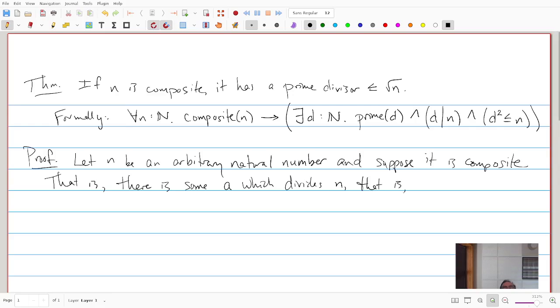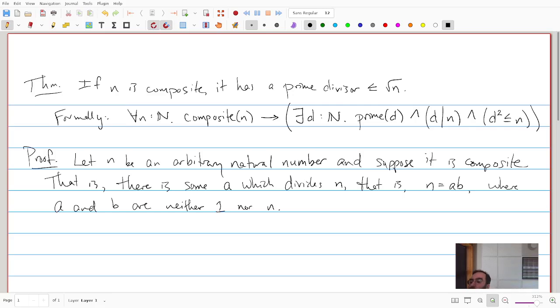That is, n is equal to a times b, where a and b are neither 1 nor n. Right, so this n is equal to a times b, and a and b aren't 1 and n. Of course, n equals 1 times n, but that's true of any number, including primes. So since it's composite, it's equal to a times b, and they're between 1 and n.